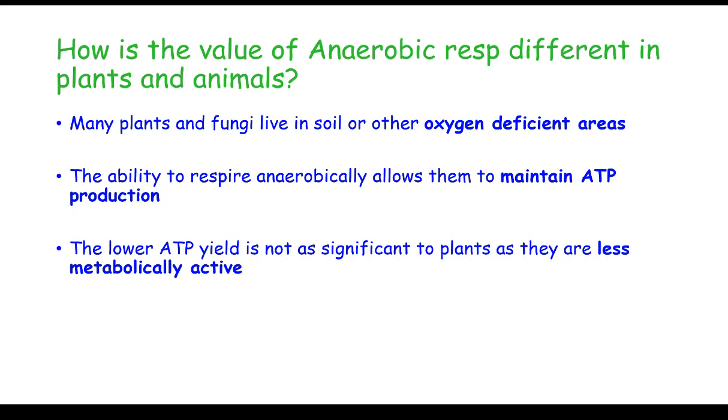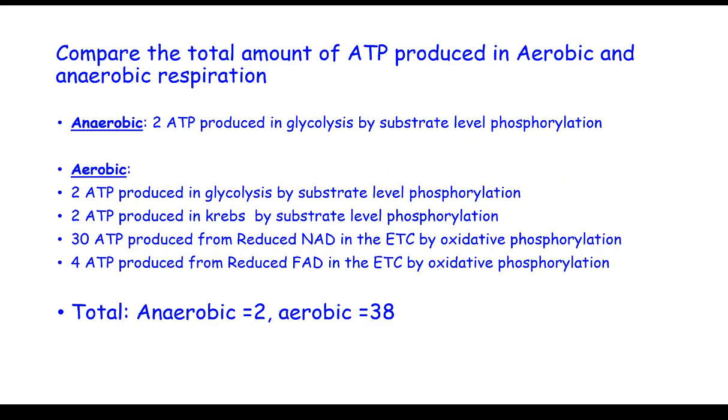So what we basically mean here is that most animals will have to respire aerobically because they can move about more and they're more metabolically active, whereas for plants and fungi, because they're generally stationary and less metabolically active, they don't mind that they only get less ATP from anaerobic respiration, and in fact it allows them to survive. So even though they're producing way less ATP, it's still enough to allow them to survive and carry out their main processes.